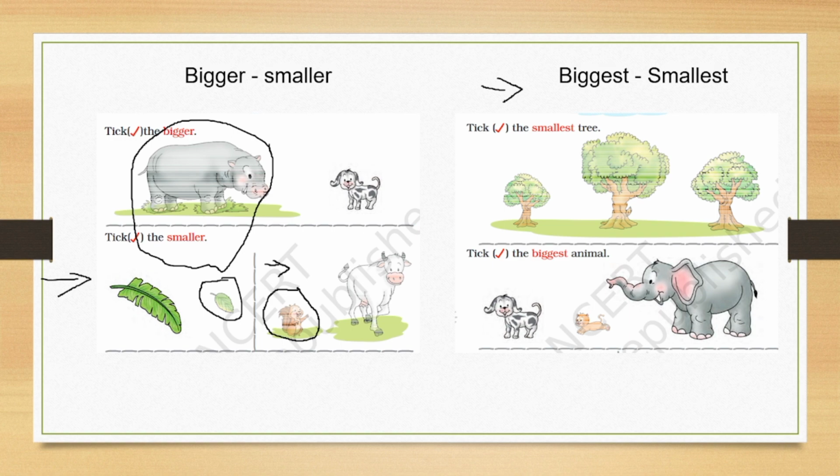So, which is the smallest tree among these three? 1, 2, 3. This is the smallest, right? So we have to tick this one. And the next one is to tick the biggest animal. Which is the biggest animal?